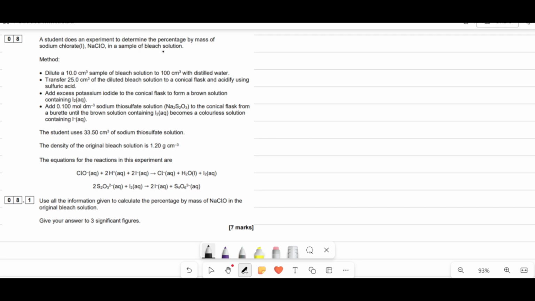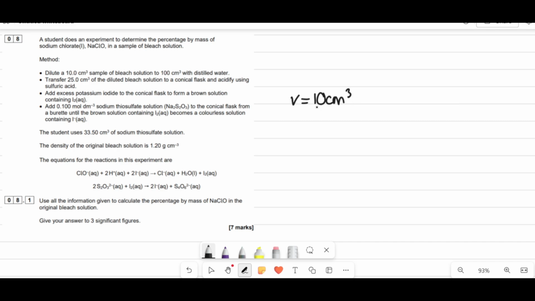A student does an experiment to determine the percentage by mass of sodium chlorate NaClO in a sample of bleach solution. What's the method? They dilute a 10 cm³ sample of bleach solution to 100 cm³ with distilled water. So that's too many variables and values and bits and bobs. What I literally do is I write the first volume or quantity or something I can see, and I write what it is. So it's 10 cm³. And then I say, who had this? Who does this belong to?